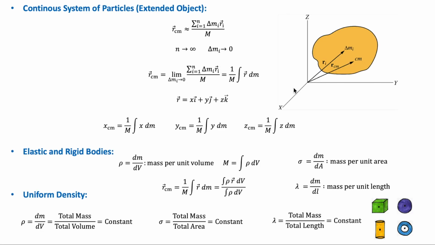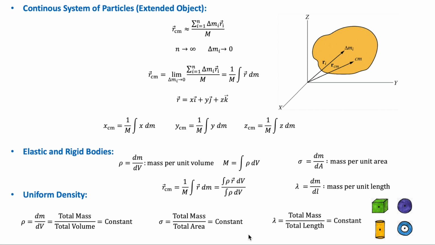And as we said, if we have a discrete system of particles in which the separation between the particles is so small that it approaches zero, then we may consider it as a continuous system of particles. So suppose we have a continuous system of particles like this extended object of mass m. We divide it into small volume elements, each of mass delta mi and vector position ri. The position vector of the center of mass at a particular instant is then approximately given by this expression.